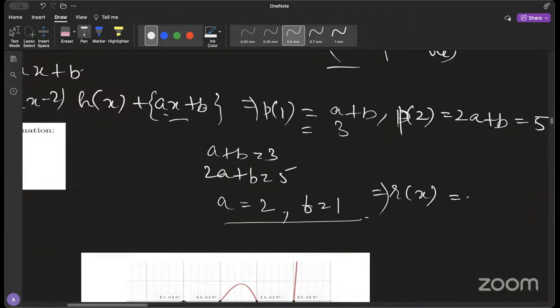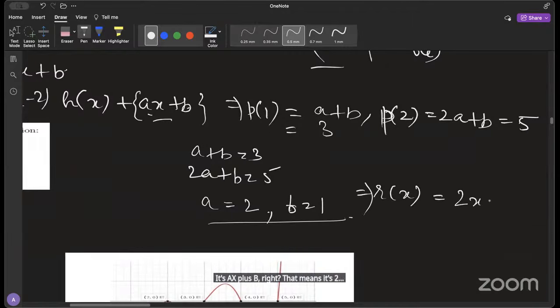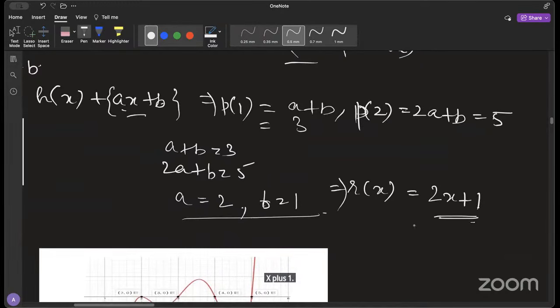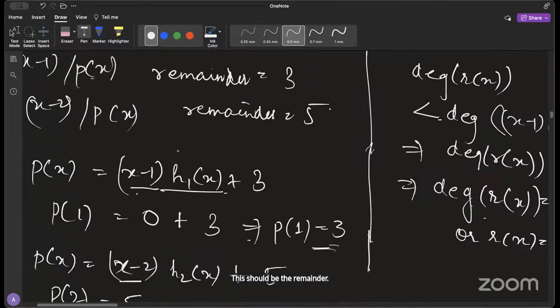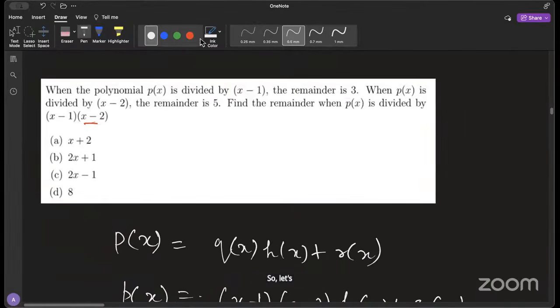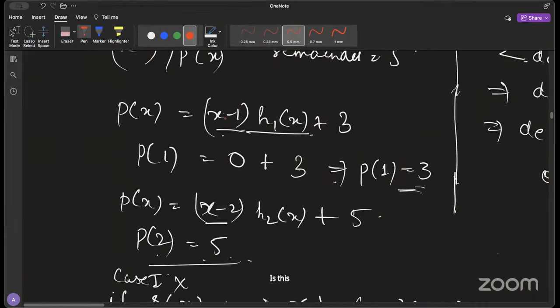So that means your Rx should be, it's Ax plus B, right? That means it's 2x plus 1. So this should be the remainder. So let's check the options. We have 2x plus 1 here. Is this okay?